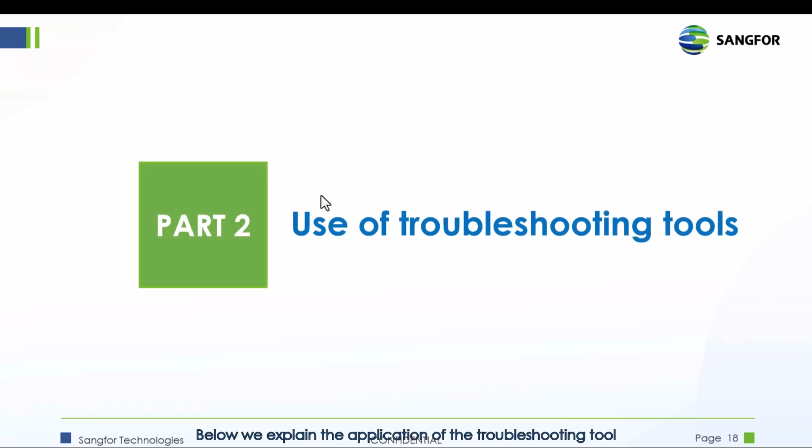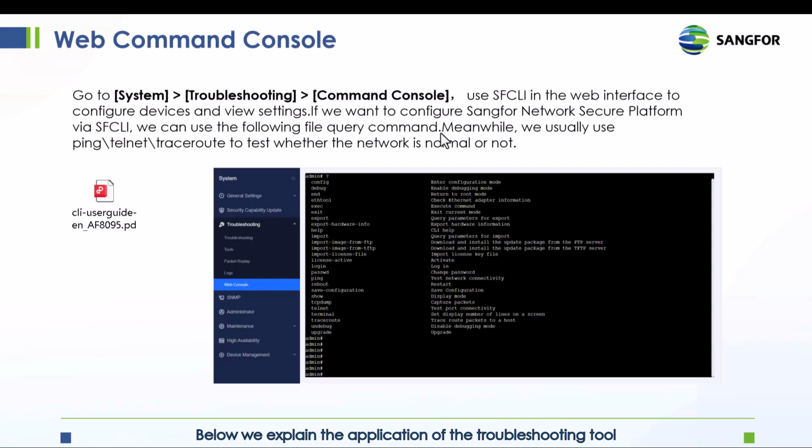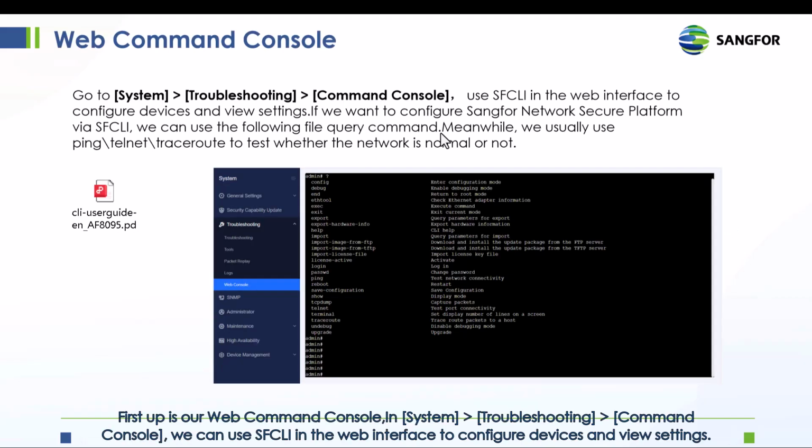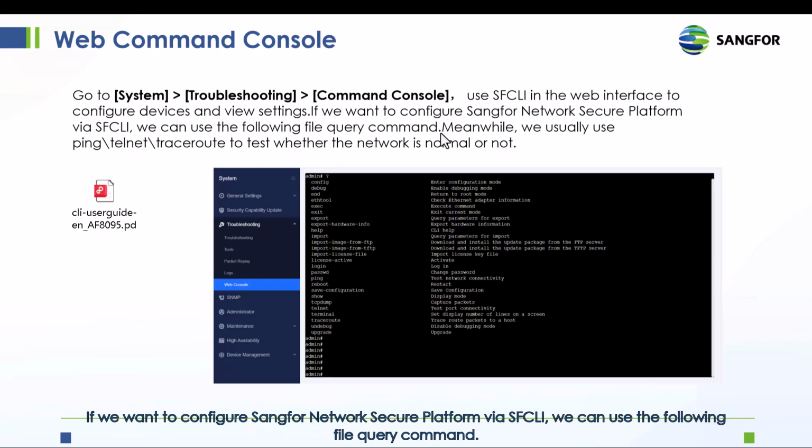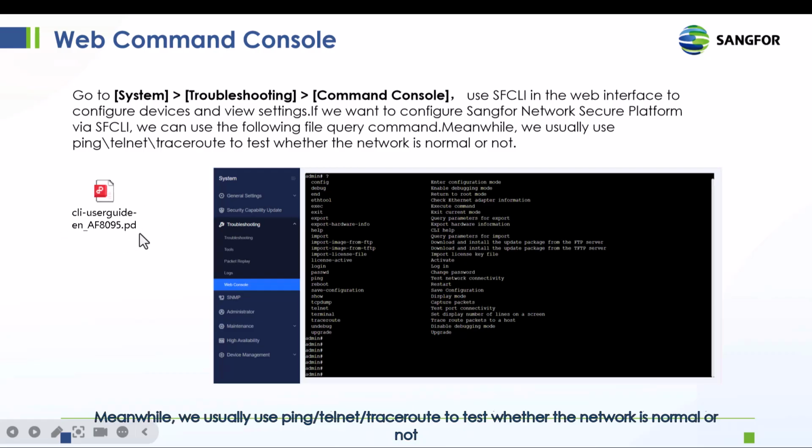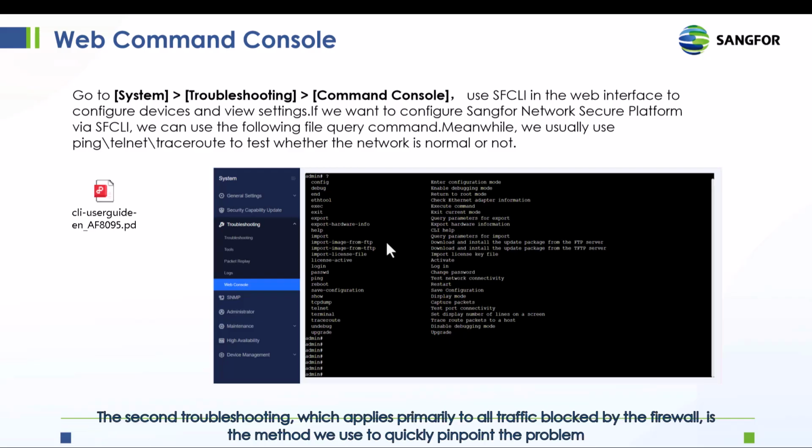Below we explain the application of the troubleshooting tool. First up is our web command console. In System Troubleshooting Command Console, we can use SFGLI in the web interface to configure devices and view settings. If we want to configure SANGFOR Network Secure Platform via SFGLI, we can use the following file query command. Meanwhile, we usually use ping, telnet and traceroute to test whether the network is normal or not.